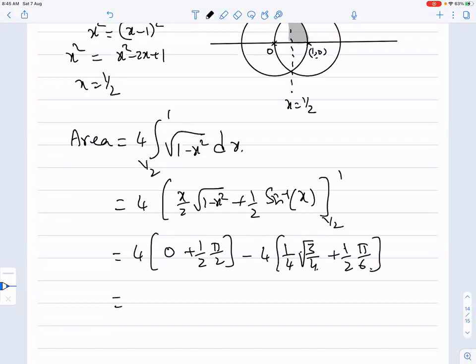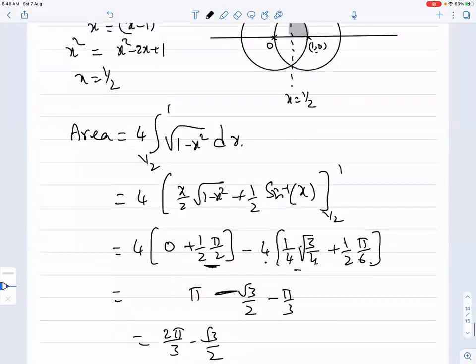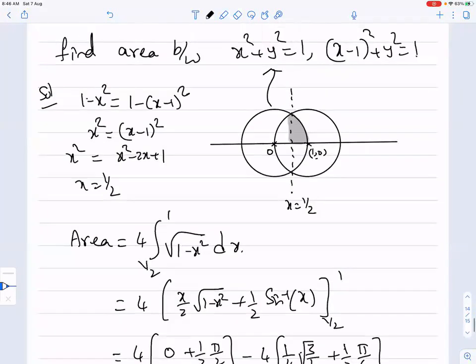So I will get root 3 by 2, this is minus root 3 by 2, right? This is minus root 3 by 2 as it is. And this is pi by 4 into 4, that is pi, minus root 3 by 2, and 4 into pi by 12, that is minus pi by 3. So we are getting 2 pi by 3 minus root 3 by 2. That's all. Clear?